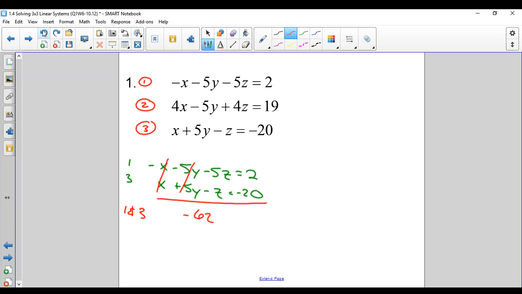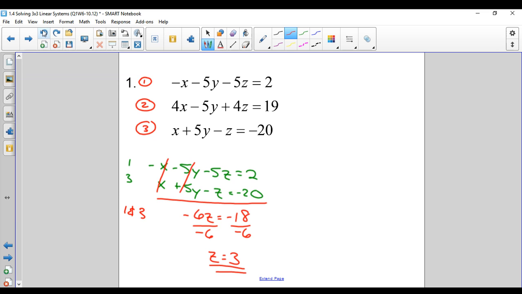We get negative 6z equals negative 18. You just go ahead and solve. Divide by negative 6, and z equals positive 3. So z is going to equal positive 3 here. That's one of our solutions. I need to find 2 more. Now, I don't have anything with just 2 variables. I lucked out and found z right away.